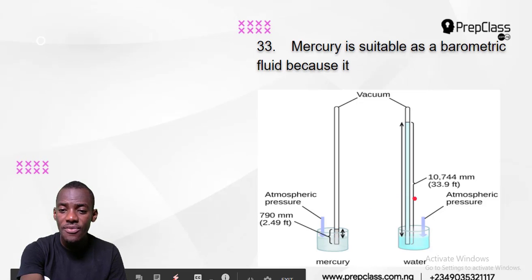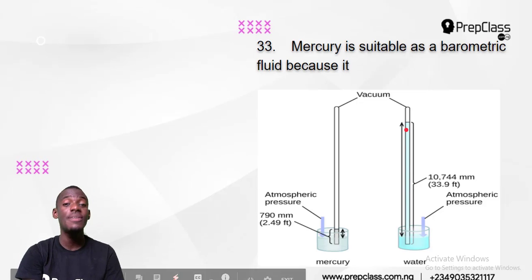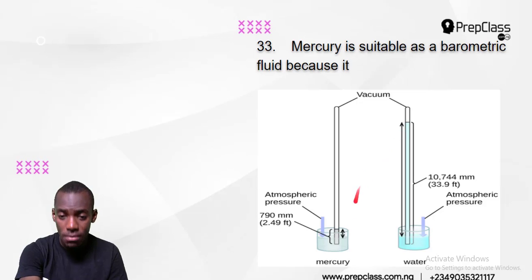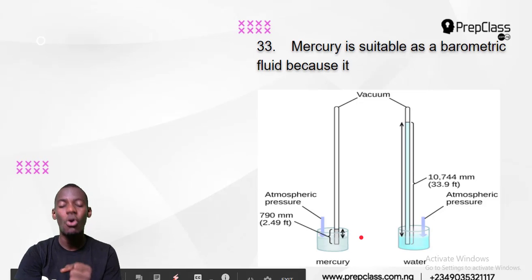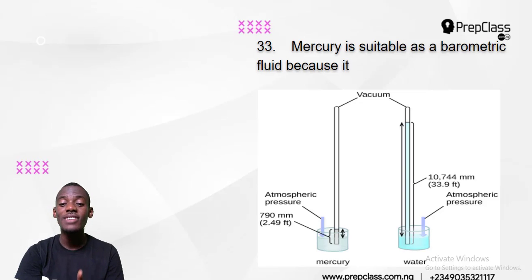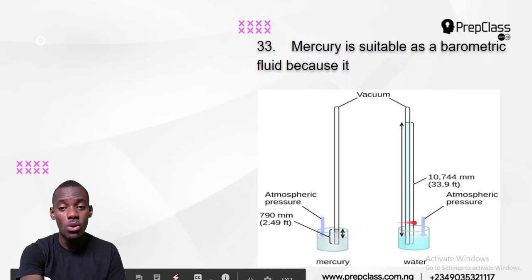Can you see the height difference between water and mercury? Water responds very highly, and that will be very difficult to calibrate. But with mercury, you see a little response. Why is it responding this way? Because mercury is thicker, or denser than water. That's why it is better than water.